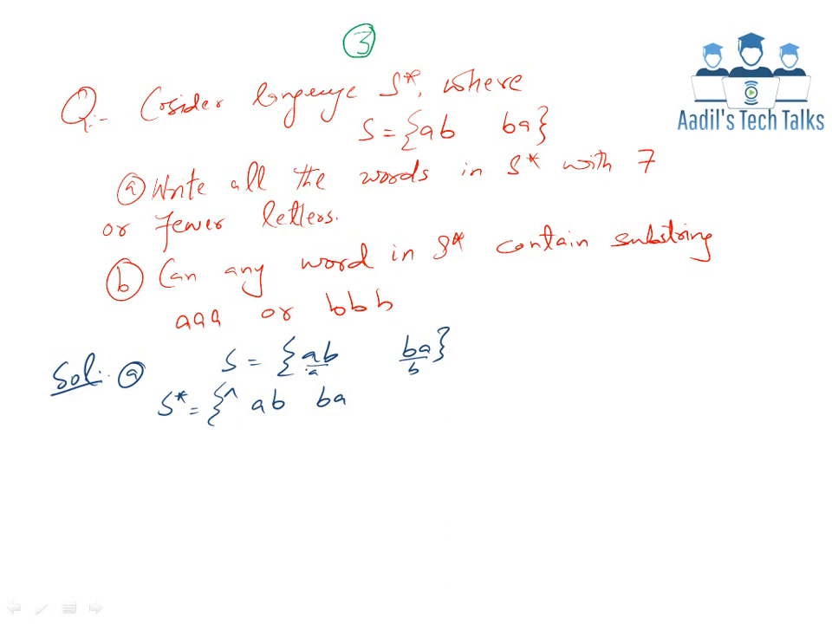Then words of length 2 means two times: AB AB, AB BA, BA AB, BA BA. You can perform this process by the substitution method. You can create a set containing single A and single B combinations, and then by putting in the values you can get this set. Now come the words of length 3.